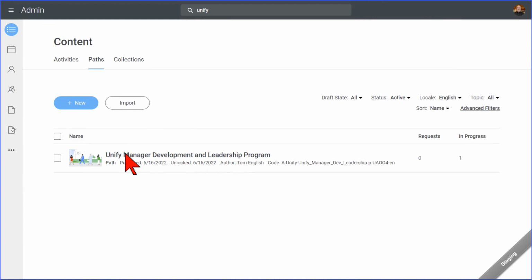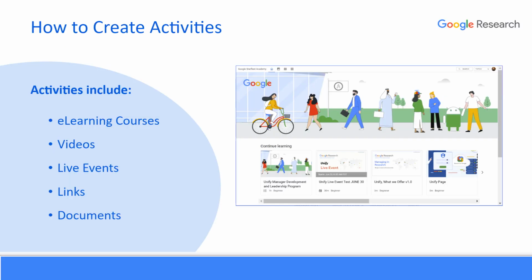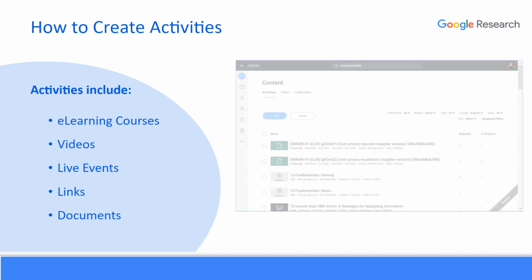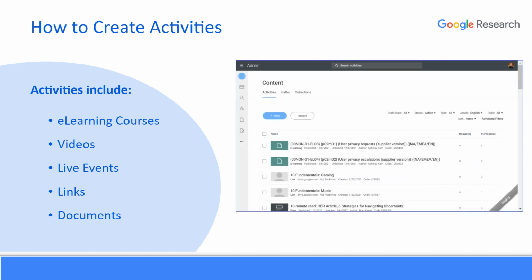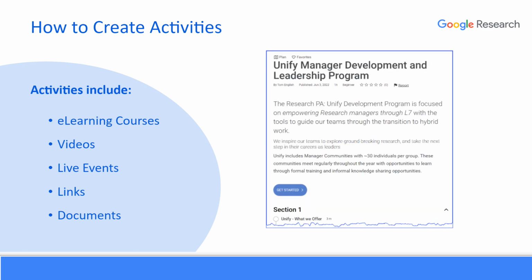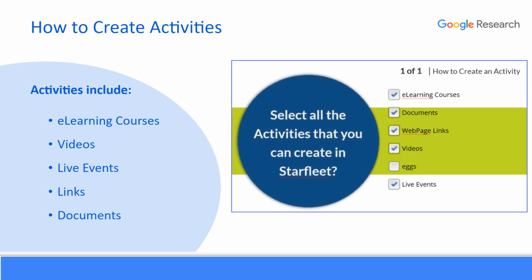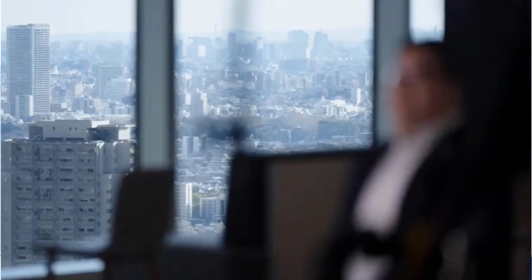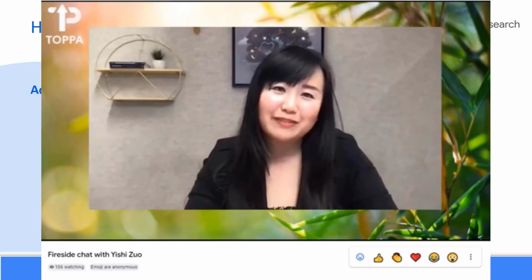Let's create an activity. Creating activities is performed from the admin console. Let's review what activities are. Activities include e-learning courses. These are developed in Evolve or Storyline and are interactive learning experiences with knowledge checks. Activities may also include videos created from live events, Google Meetups, or live speaker events.